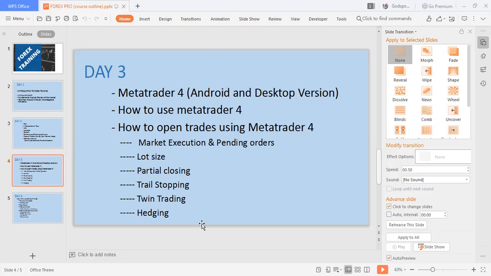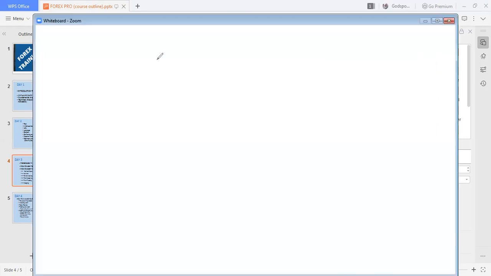Now, for swing trading, I will be talking about swing trading today. So let me start. Tonight, I'll be starting with partial closing. Let's proceed. Partial closing is what I'm starting with.